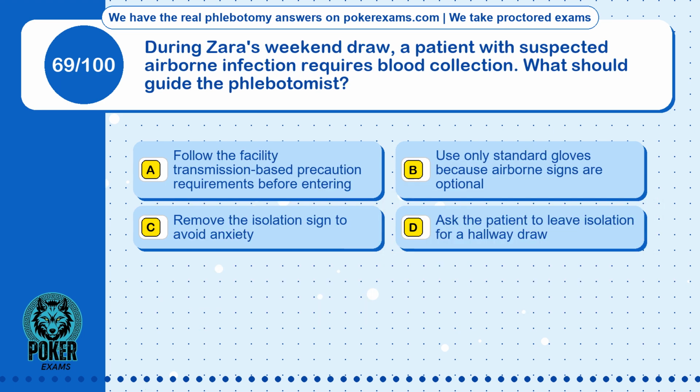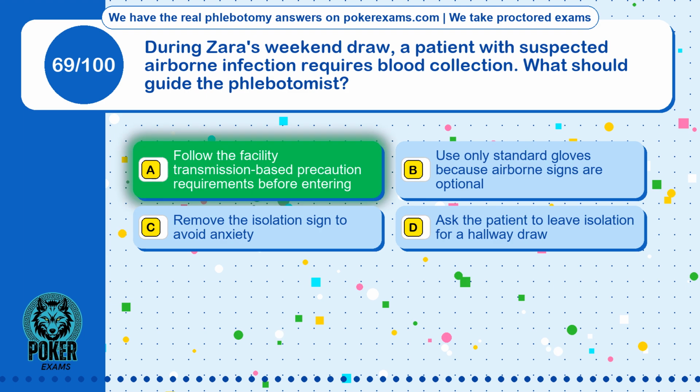Question 69. During Zara's weekend draw, a patient with suspected airborne infection requires blood collection. What should guide the phlebotomist? Option A, follow the facility transmission-based precaution requirements before entering. Option B, use only standard gloves because airborne signs are optional. Option C, remove the isolation sign to avoid anxiety. Option D, ask the patient to leave isolation for a hallway draw.